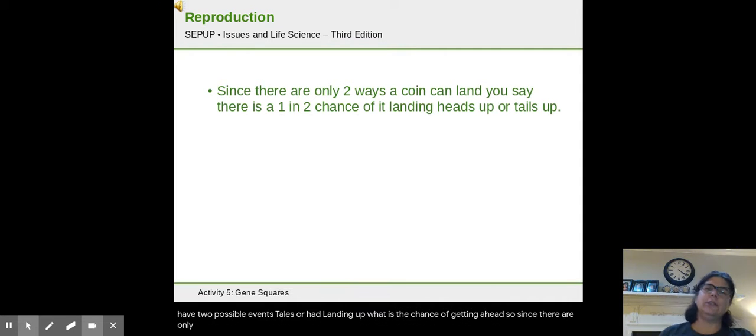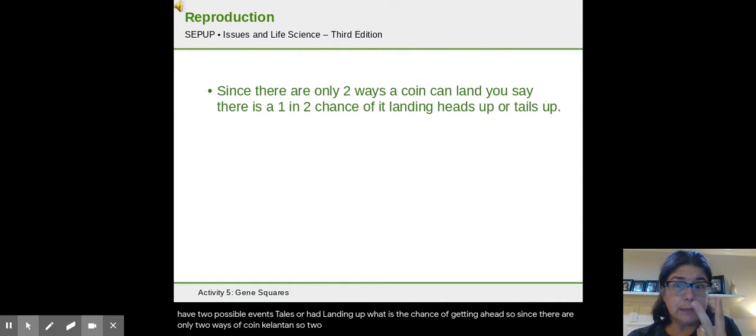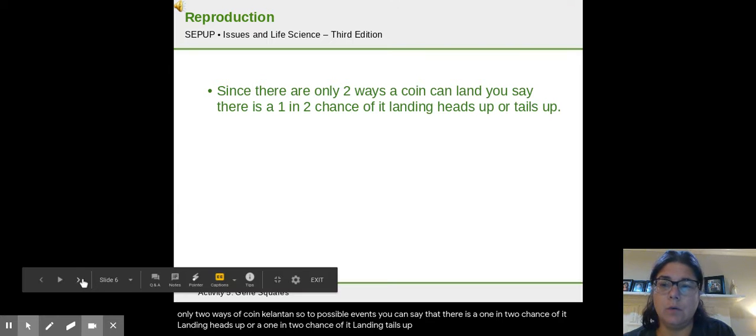Since there are only two ways a coin can land, so two possible events, you can say that there is a 1 in 2 chance of it landing heads up or a 1 in 2 chance of it landing tails up. One possibility out of the two possible events.